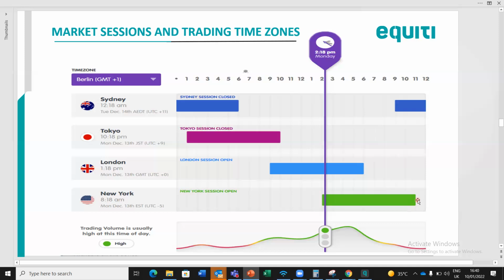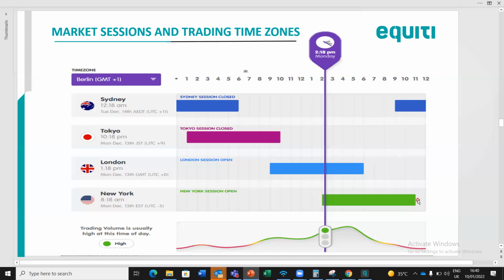Now, most of the time we experience high volume or high liquidity during the period that the London session and the New York session overlap. During the time the London session and the New York session run concurrently, there is usually high volumes of market movements. There is usually high volumes that are traded within this period. And so there is high liquidity. Markets are moving seamlessly, all right, because of the high volumes being traded within this period.